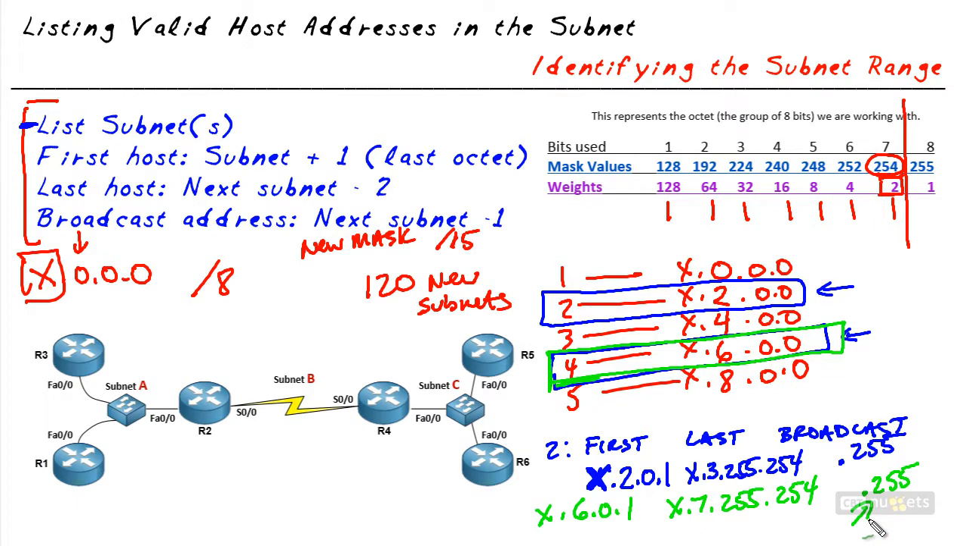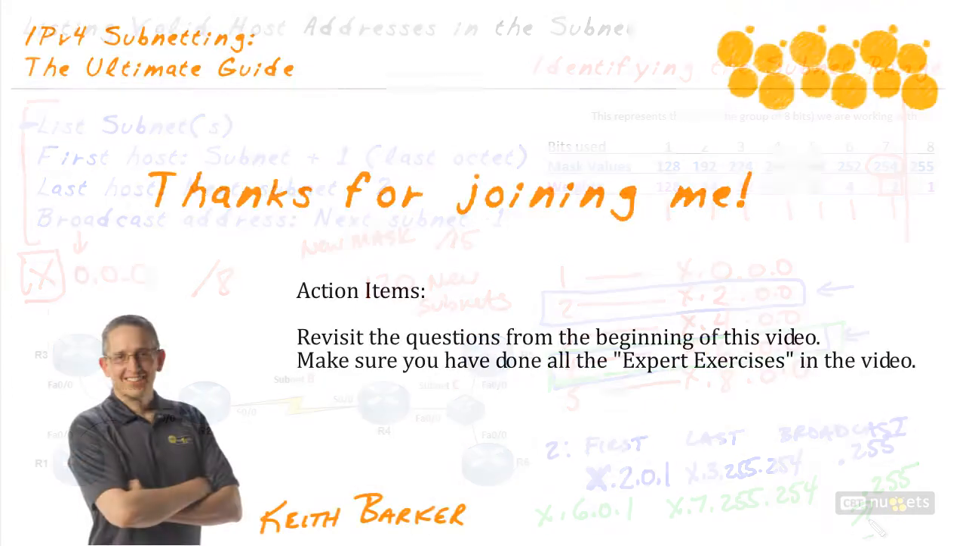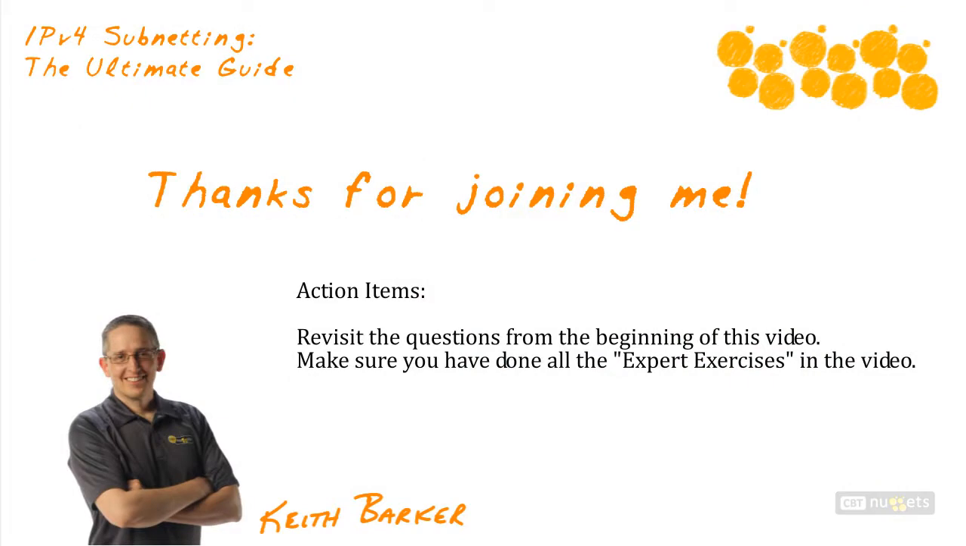What we've done in this video together is we've identified, for an 8-bit or a 16-bit or a 24-bit mask, how we would go about identifying not only the subnets, but also the valid IP addresses of hosts that could be in those subnets. Here are our action items for this video. Number 1, of course, is you need to make sure that you've participated in the exercises in this video about calculating the first valid IP address and the last valid IP address for a given subnet. Secondly, go back to the opt-out questions at the very beginning of this video just to validate that you can now correctly and comfortably answer each and every one of them.